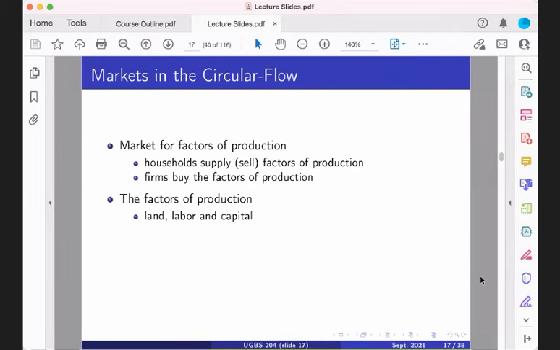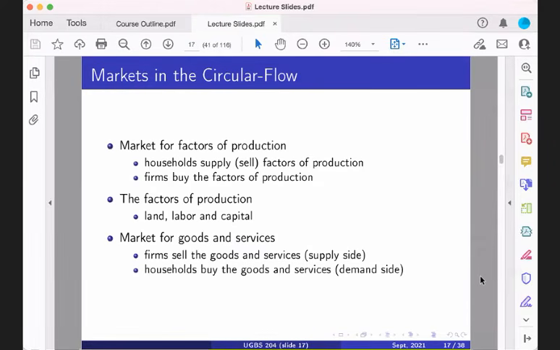And then let's see what is here. The market for factors of production. Households supply factors of production. Firms buy the factors of production. And the factors of production, I've already shown you, are land, labor, and capital. Here it is distinguishing between the market for factors of production and the market for goods and services. In the market for factors of production, it is the households that own the factors of production, and it is the firms that demand the use of these factors of production: land, labor, and capital.